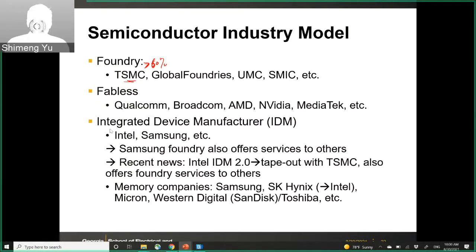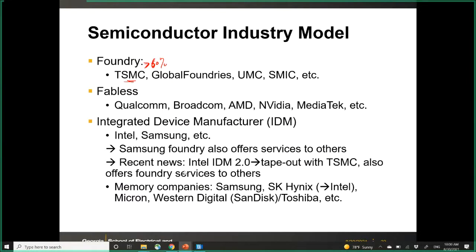And then the third category is called IDM, Integrated Device Manufacturer. This one basically does both foundry and design business together. It does everything. Those are giants like Intel and Samsung, they do everything from the architecture design down to the manufacturing. But Samsung also offers foundry services to others. Samsung also has a separate department for the foundry business.